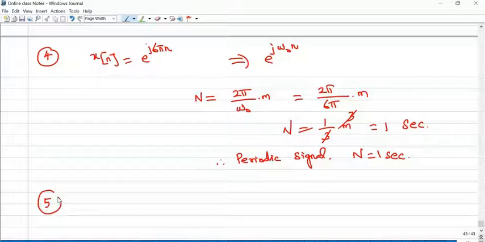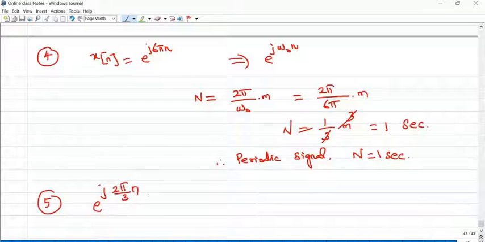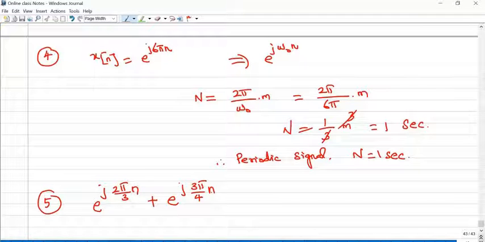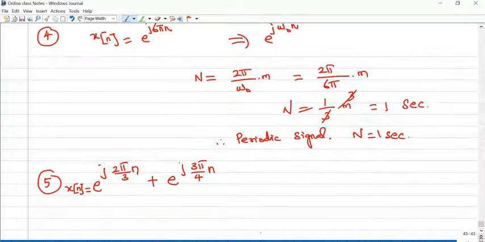Now, two components are available: e power j 2 pi by 3 n plus e power j 3 pi by 4 n. Now check whether this given discrete time signal is a periodic signal or not.